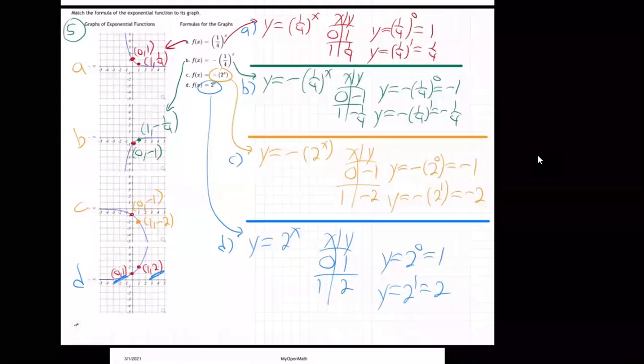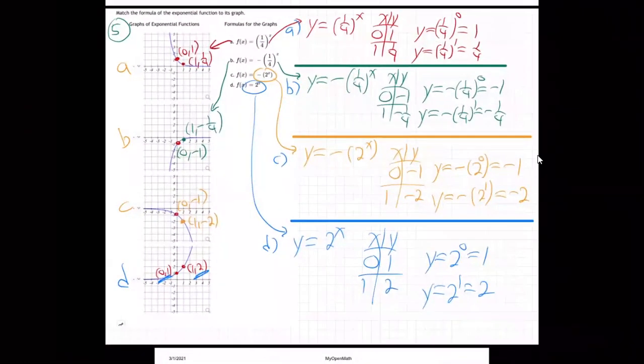So there it is. So you can graph these by just making an XY chart. Just plug in X is 0 and X is 1, find the Y values, and you'll know which graphs go with which equations.